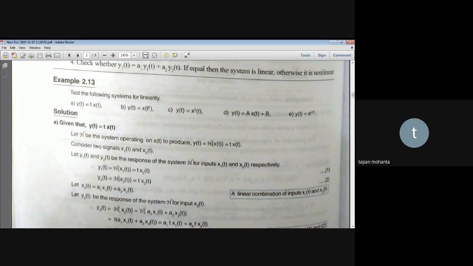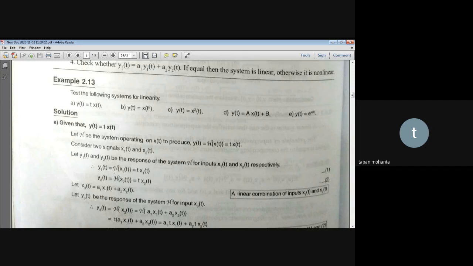So now consider two signals, x1 of t and x2 of t. According to the superposition theorem, there are two signals. For x1 of t, the output response is y1 of t. For x2 of t, the output response is y2 of t.